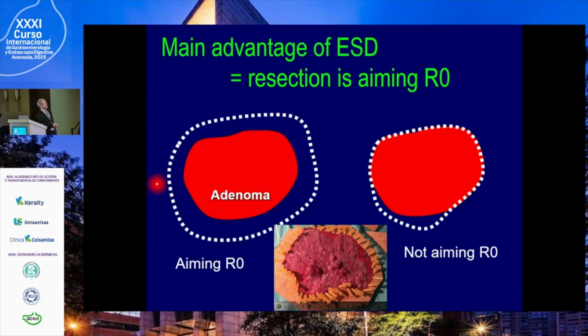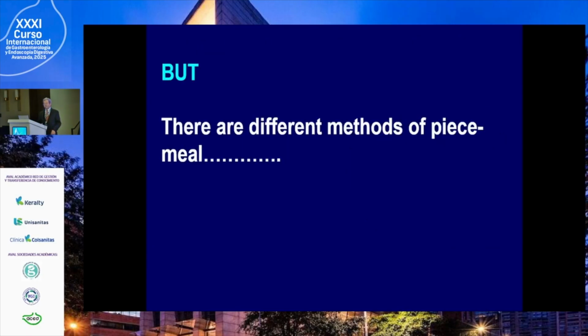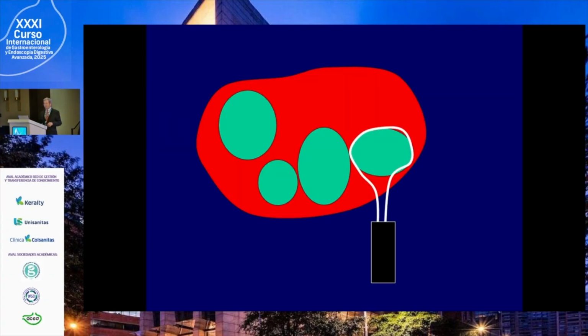So you have a margin of normal tissue, and this is not aiming at R0, of course. And furthermore, if you have a piecemeal resection, for sure it is not R0. By definition, it is not R0. But nevertheless, there are different methods of piecemeal, okay? You have good methods and bad methods. For example, this is a very poor method.